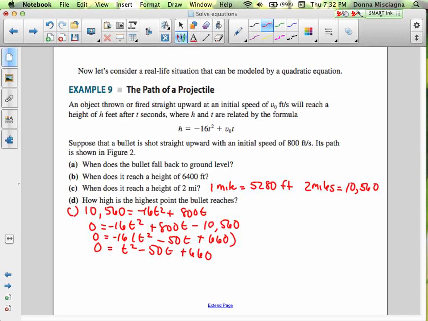All right, so let's use completing the square. This one's an easy one with completing the square. So we will subtract 660 from both sides. So we have negative 660 equals t squared minus 50t. And then, if you don't mind, I'm going to add the magic number right at the same spot. We saved a spot for it. So plus, our magic number is going to be b, which is negative 50 divided by 2, squared. And we'll add that to both sides.